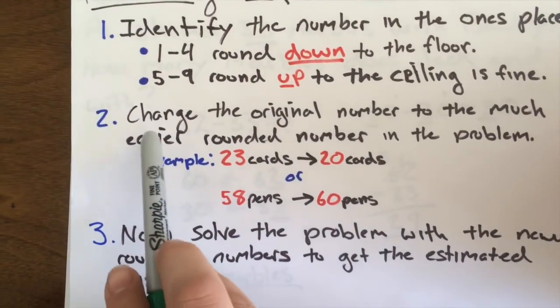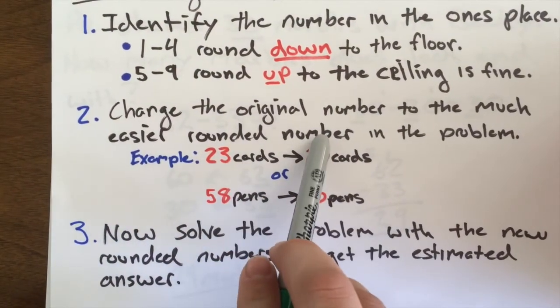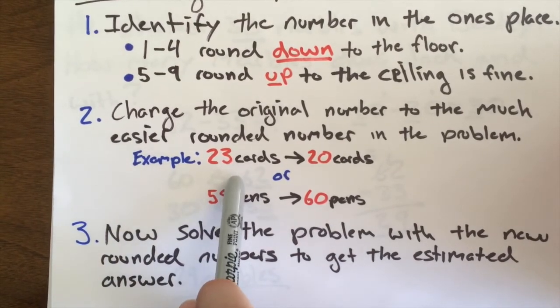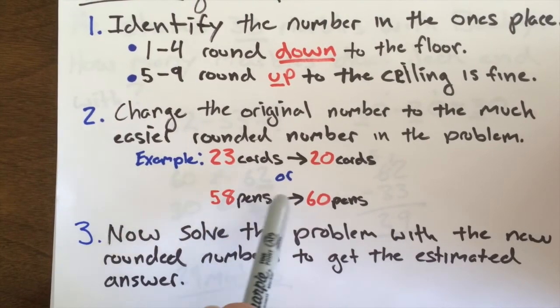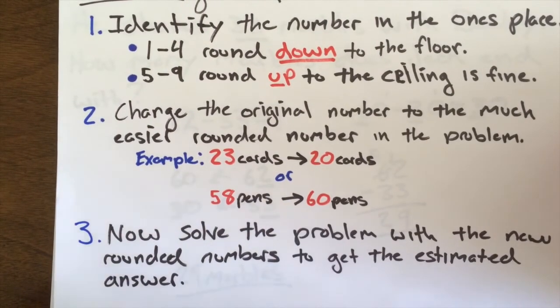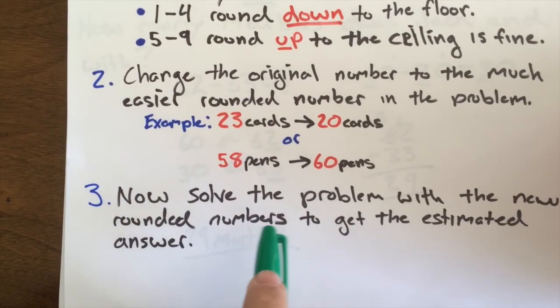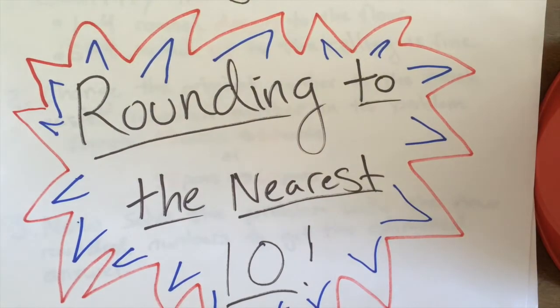The next step is to change the original number in the word problem to the much easier rounded number. For example, if one had 23 cards, we would round down to 20 cards. If we had 58 pens, we would round up to 60 pens. And the last step is to solve the problem with the new rounded numbers to get the estimated answer. And that, folks, is how we round to the nearest 10.